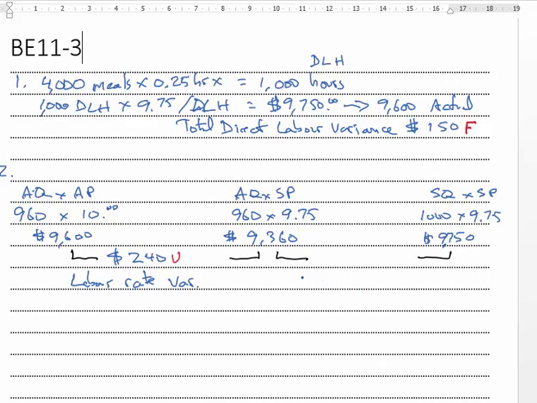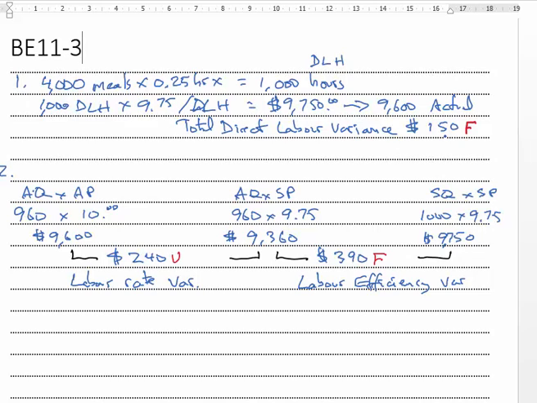Now, on the efficiency variance, we go from 9,750 to 9,360, so we know it's going to be favorable, and the math says it's $390 to the good, favorable. Okay, so a small overall variance, but actually a larger unfavorable offset by an even larger favorable is what gets us to this small one.